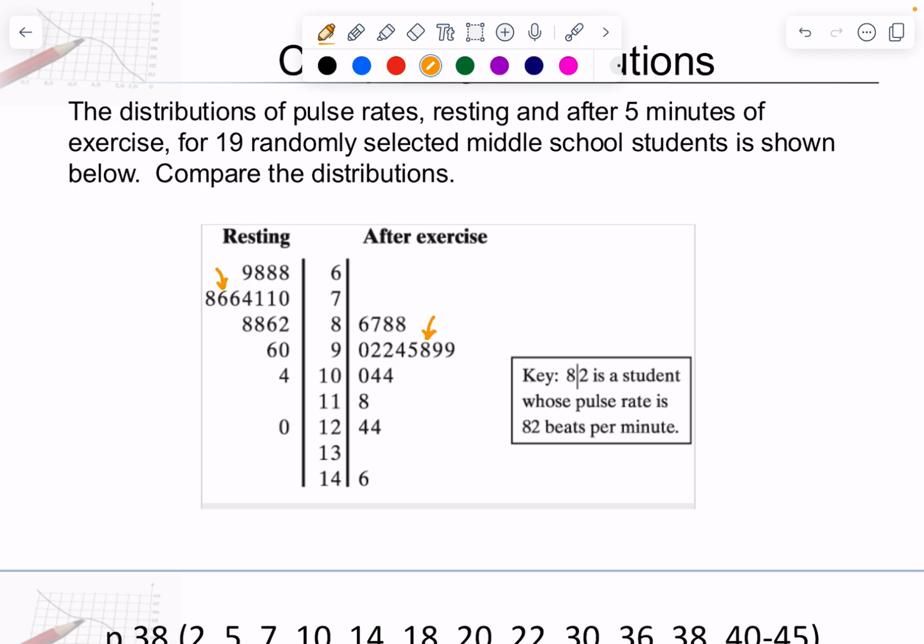And then the last piece that we would be discussing are those outliers. In this case, there's an apparent outlier in the resting group at 120, probably an outlier here at 146 in the after exercise. And so both seem to have an outlier on that high end for both distributions. So we can comment on all 4 aspects and how they compare and contrast within the groups.